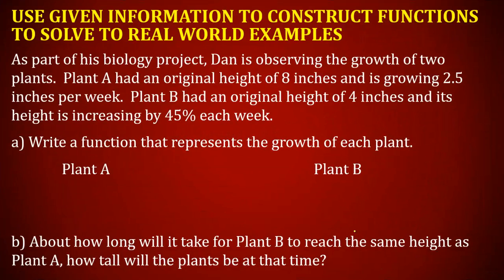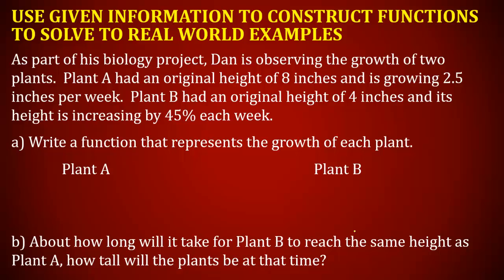Okay, next. We have a real world example. As part of his biology project, Dan is observing the growth of two plants. Plant A had an original height of 8 inches and is growing at 2.5 inches per week. Plant B had an original height of 4 inches and its height is increasing by 45% each week. First we have to write a function that represents the growth of each plant.